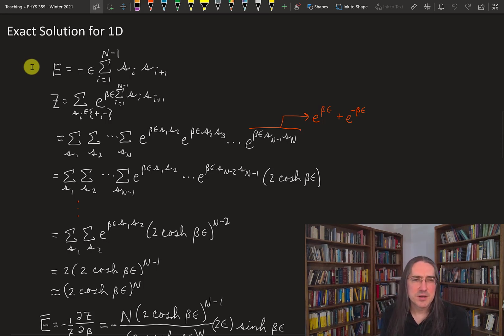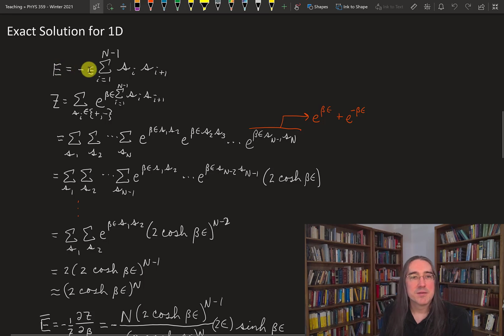I'll also mention there is actually an exact solution for 2D as well. It is really intense, so we're not going to do that to you. The 1D solution I think has some nice aspects, and we can learn something from it. All right, so here we go. It looks bad down here. Don't worry, it's not as bad as it looks.